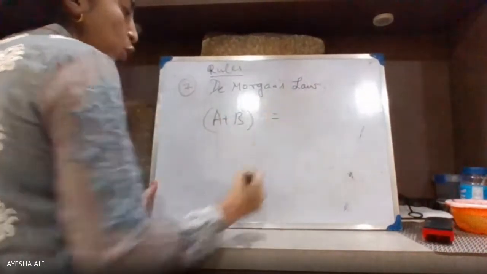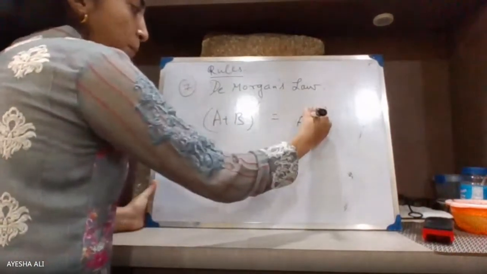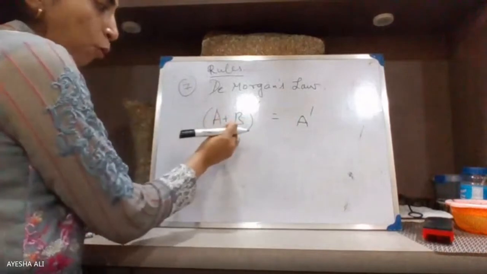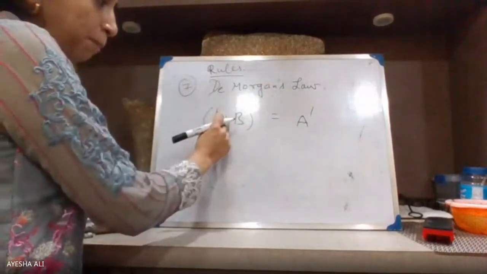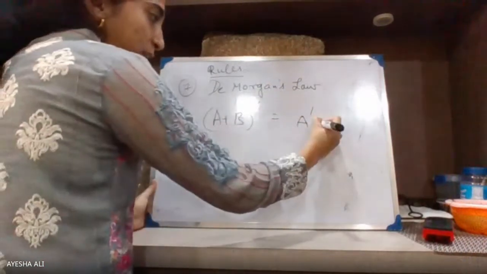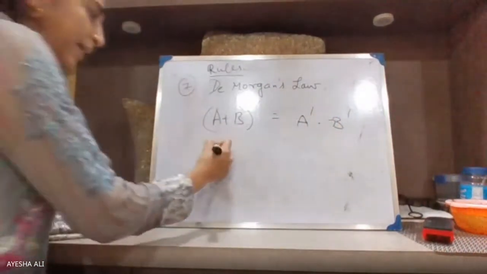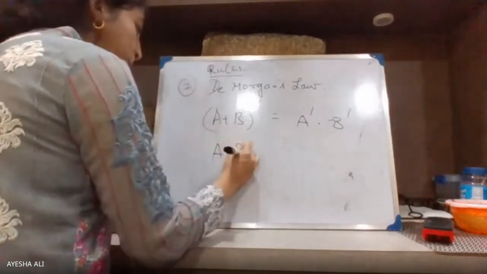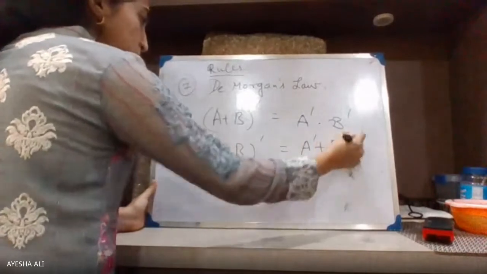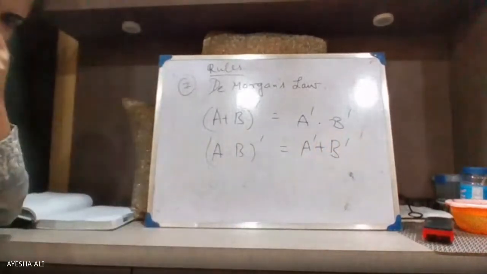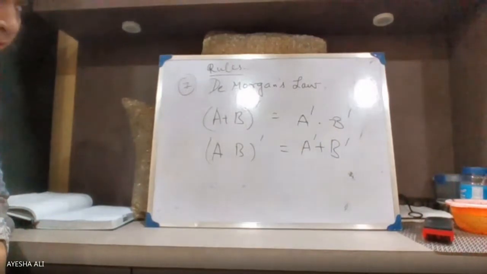A plus B whole complement will be A complement. I'm breaking the brackets open. A complement, and the plus will also be complemented, so it becomes B complement. And if I have A into B whole complement, it will be A complement plus B complement. Understood?